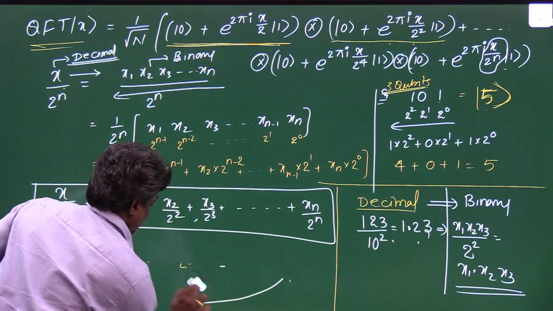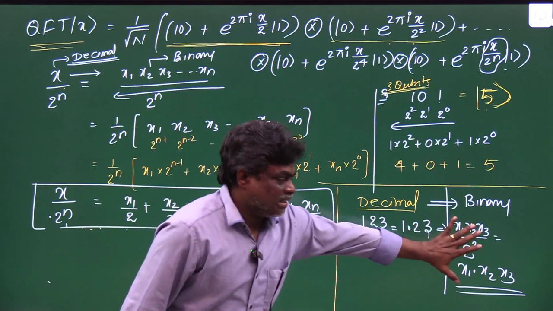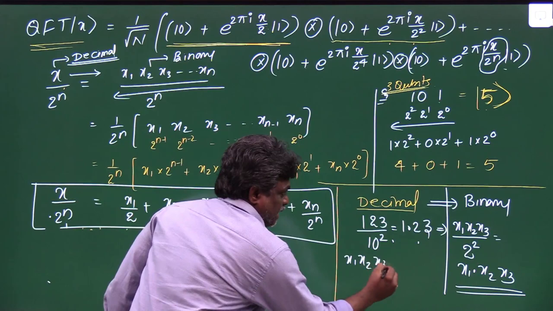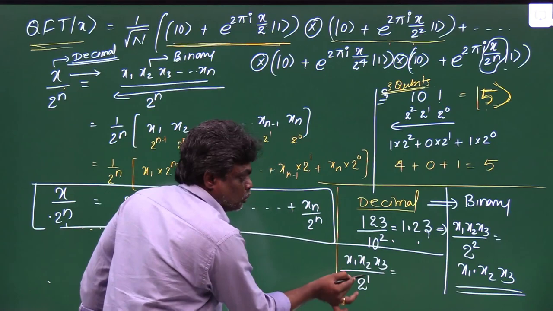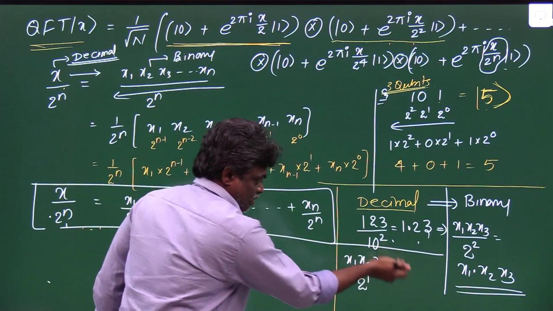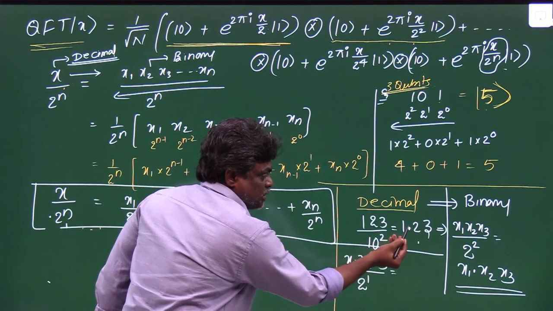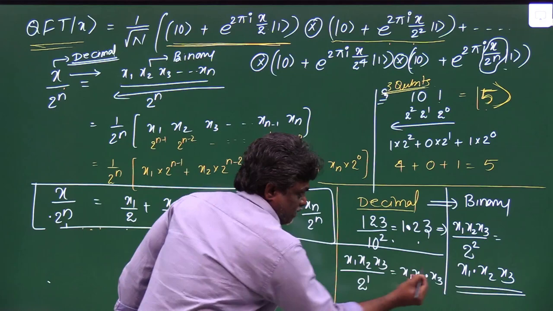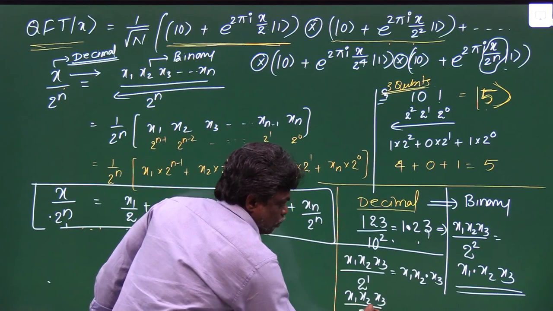Okay, sir. Now, by using this technique, one more example I will take. You have x1, x2, x3 by 2 power 1. Sir, by using the same technique, with 2 power 1, how many digits will come from the right? Sir, 10 square, after 2 digits, you put the dot. x1, x2, point x3. Now one more, sir: x1, x2, x3 by 2 power 3 is point x1, x2, x3. That's it.